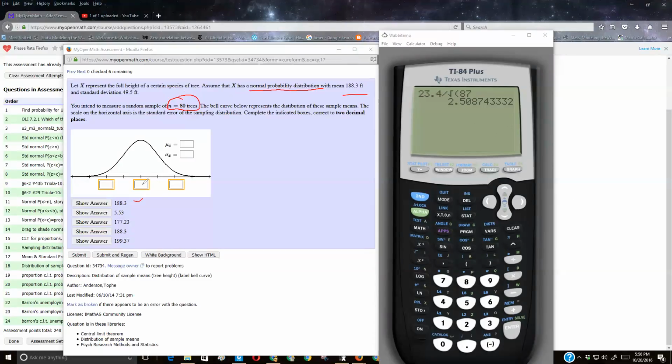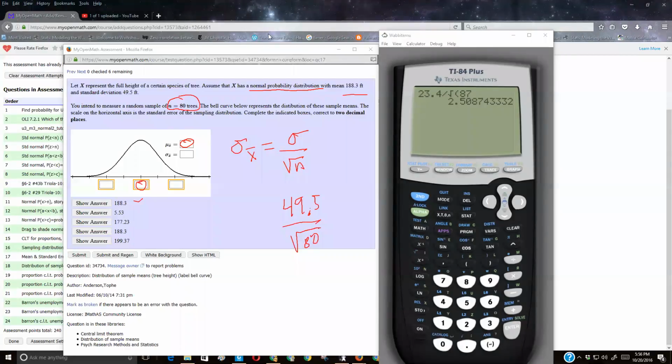So that number would go here, and that's what goes here. So that's the mean of all the sample means. And then the standard deviation, we're going to use that population standard deviation divided by the square root of the sample size again to get the standard deviation for these sample means. Standard error is another name for it. So they're telling us the standard deviation is 49.5.